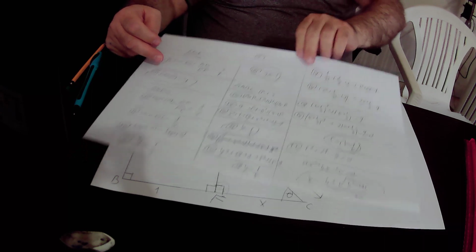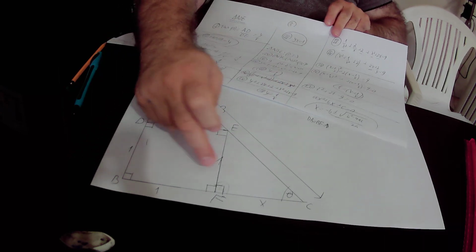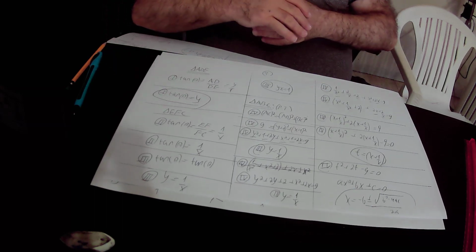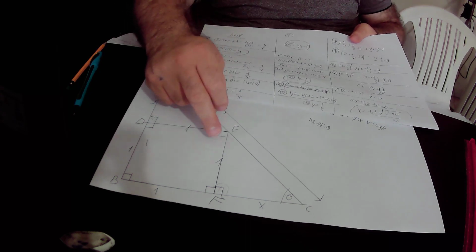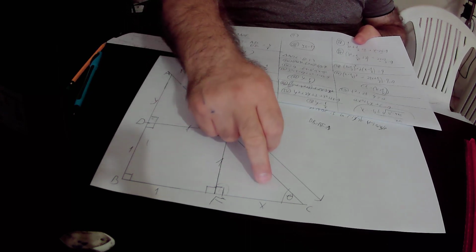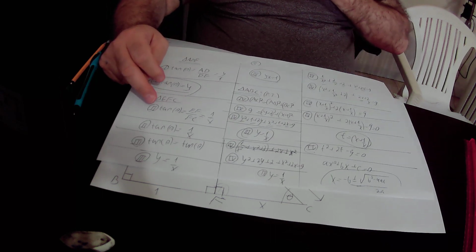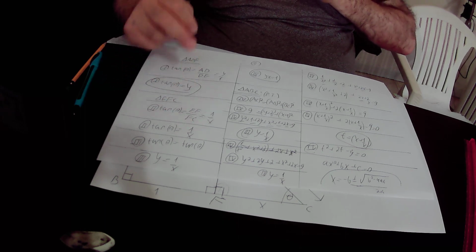Then we focused on the right triangle, triangle EFC. Here, tangent theta equals EF over FC. EF equals 1. FC equals X. So in conclusion, we found out that in triangle EFC, according to equation number 2, tangent theta equals 1 over x.